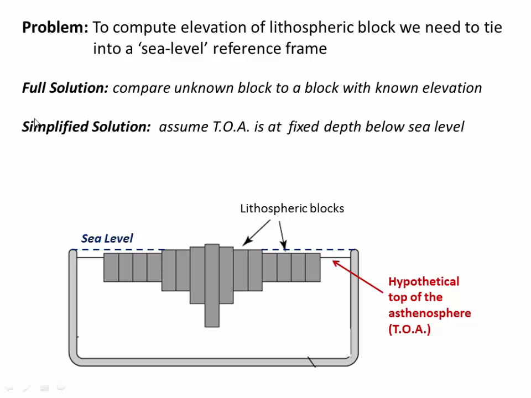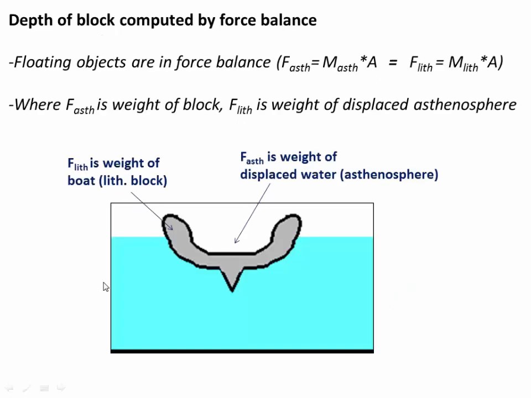In this video, we're going to use a little bit of a simplified solution. What we're going to do is assume this hypothetical top of the asthenosphere is at a fixed depth below sea level. Okay, so we're going to assume we know this distance between sea level and the top of the asthenosphere. And then we're essentially going to show you how to compute the depth of the block below the top of the asthenosphere. And then at the very end, we'll just add on this little offset to get the depth of the block below sea level.